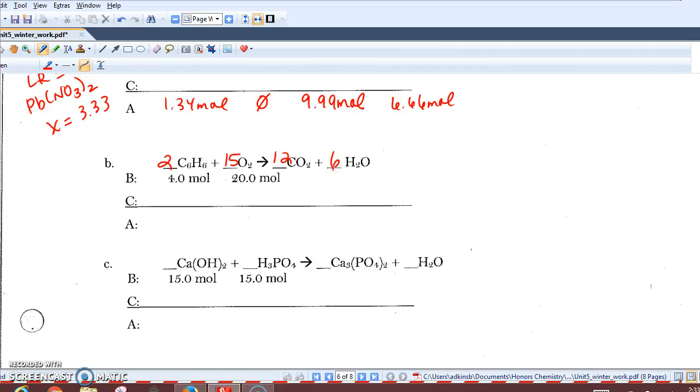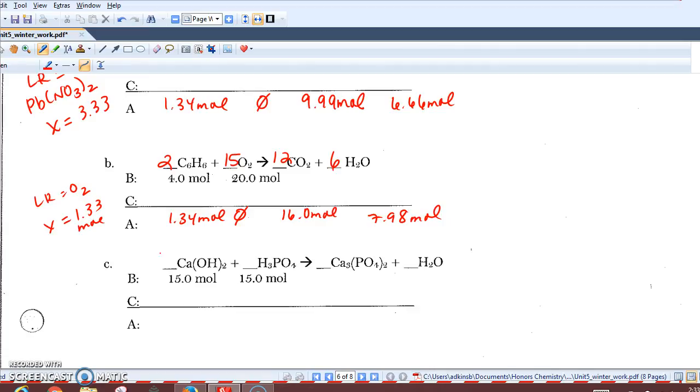For this one, your limiting reactant came out to be O2, and your X was 1.33 moles. So the after, we would have none of the oxygen since that's limiting, 1.34 moles of the C6H6, and formed, we would have 16 moles of CO2 and 7.98 moles of water.